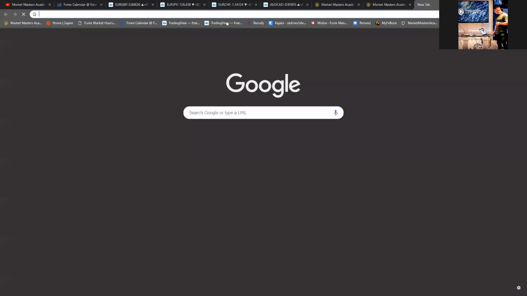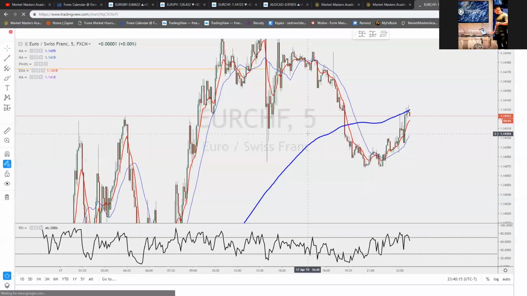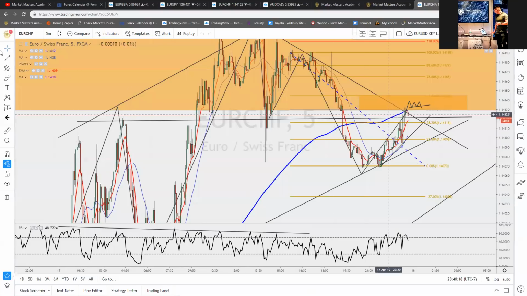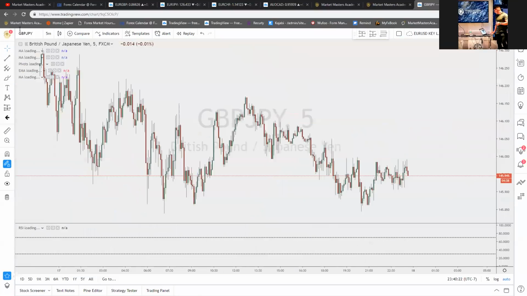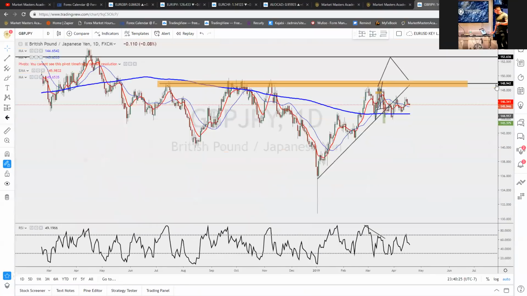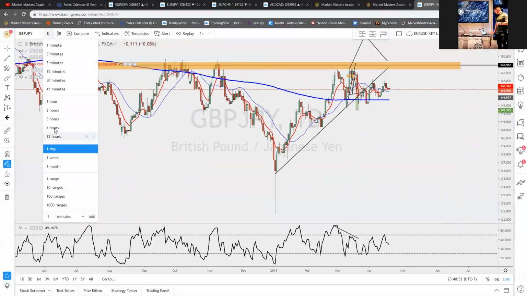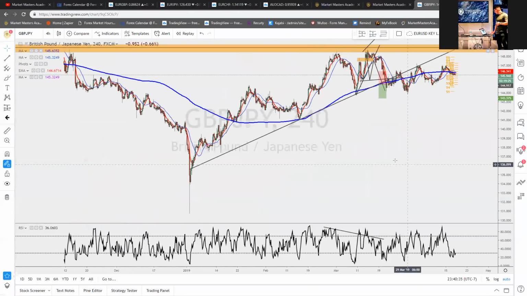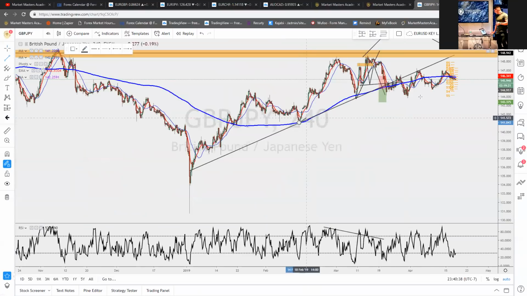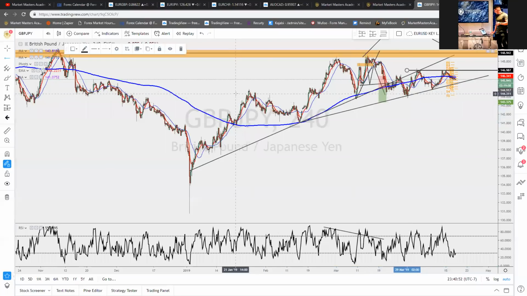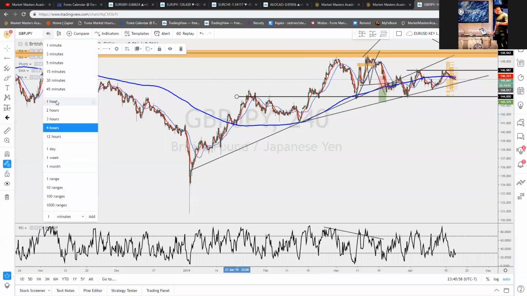Someone said GBP JPY. I'll check that out right now. All right, so getting my resistance line here, getting another resistance/support line there. Okay, going down to 1 hour.